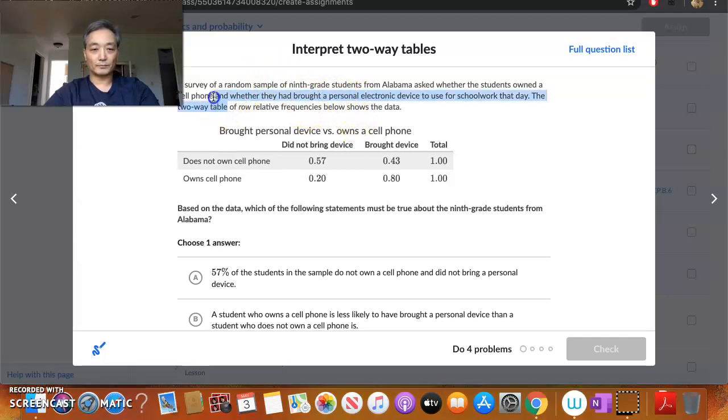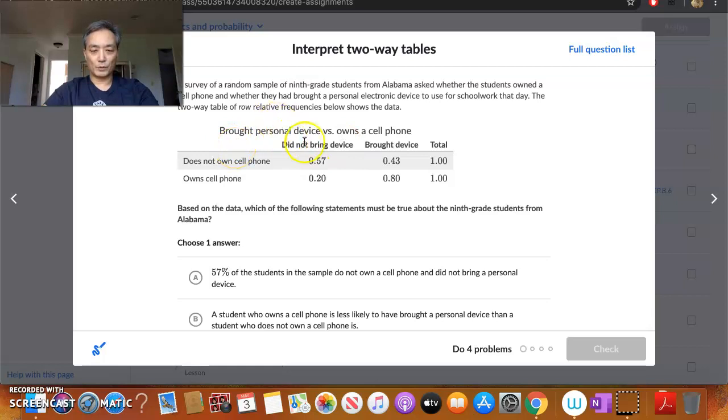Okay, so in this first problem, it says, a survey of a random sample of ninth grade students from Alabama asked whether the students owned a cell phone and whether they had brought a personal electronic device to use for schoolwork that day. The two-way table of row relative frequencies below shows the data. So in this table, it deals with a random sampling, a random survey. Again, surveys are great with two-way tables, right? Two-way tables are a great way to display surveys.